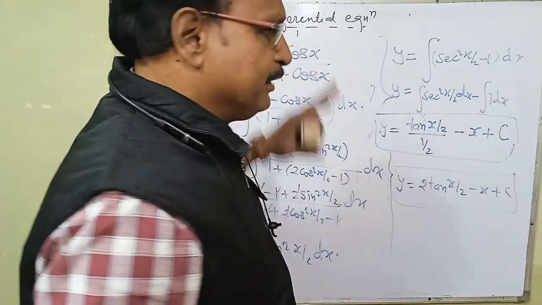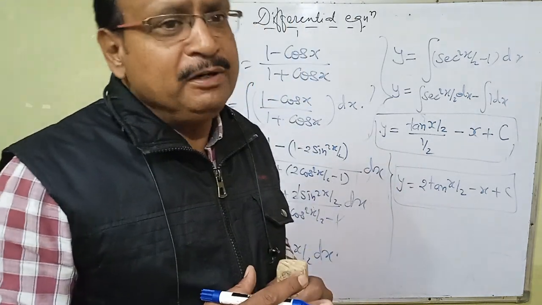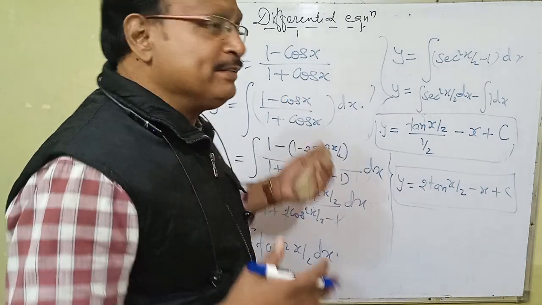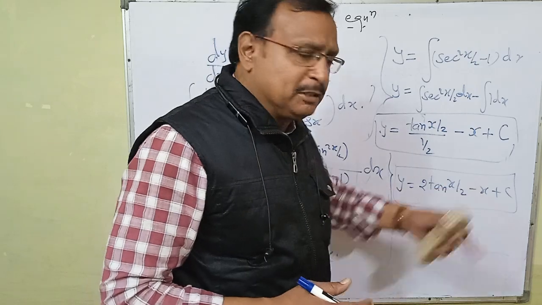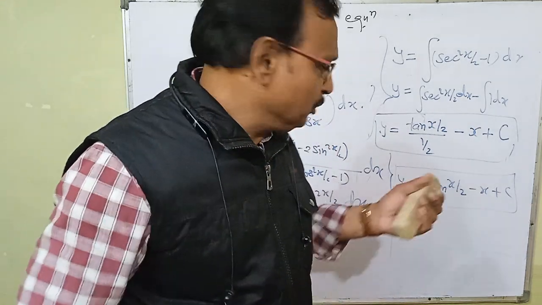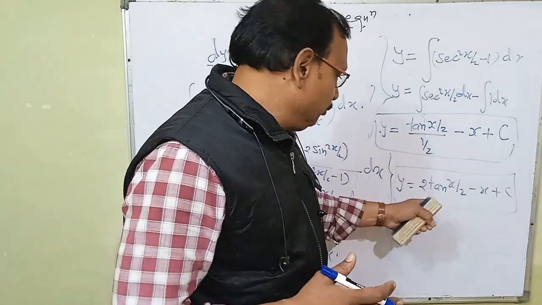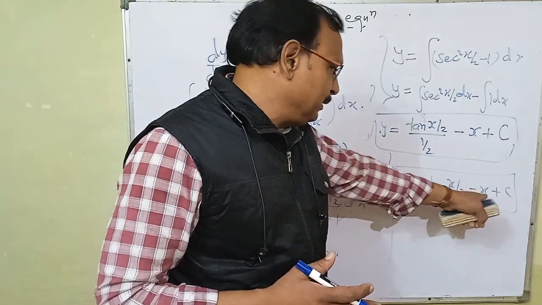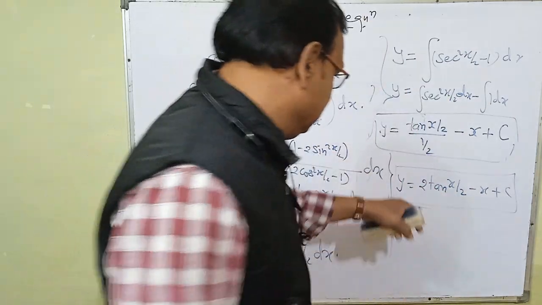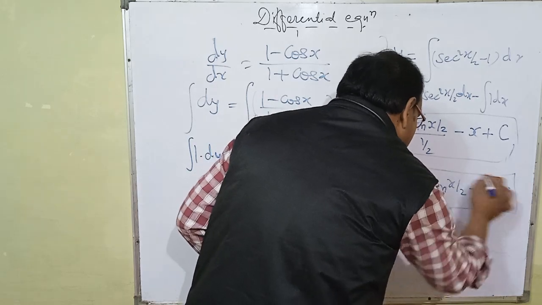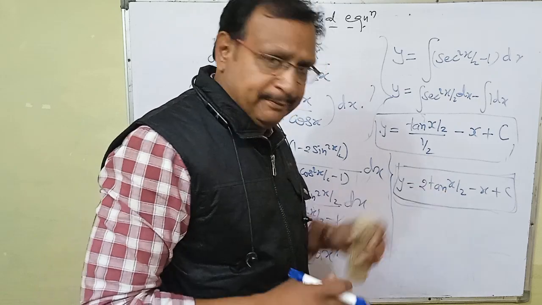of this differential equation, which is a variable separable type. Here variables are separable. Now y is equal to 2 tan x by 2 minus x plus c. According to the definition, what is the solution of this differential equation? The solution is that when we put this solution y is equal to 2 tan x by 2 minus x plus c in our differential equation, then we find it satisfies this differential equation or identity.